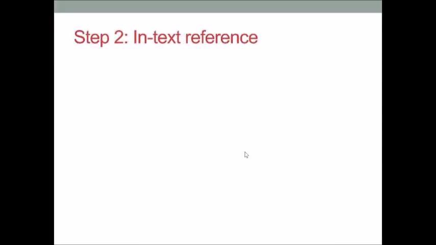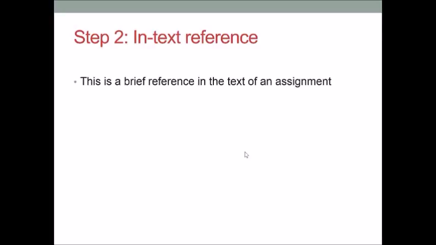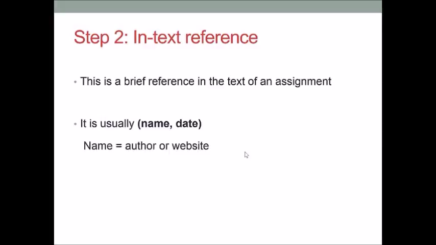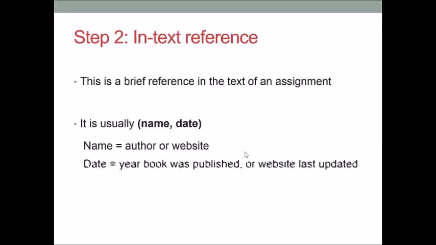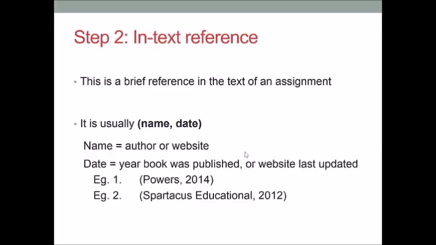If your teacher has asked you to in-text reference, this is how you would go about that. You would place a brief reference in the text of your assignment. It's a name and a date in brackets. The name is the name of the author or the website, and the date is the year the book was published or the year the website was last updated. So an in-text reference would look something like these 2 examples.